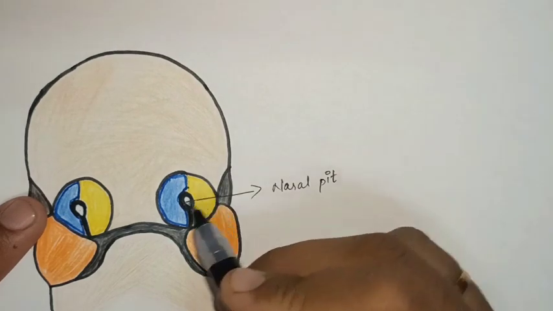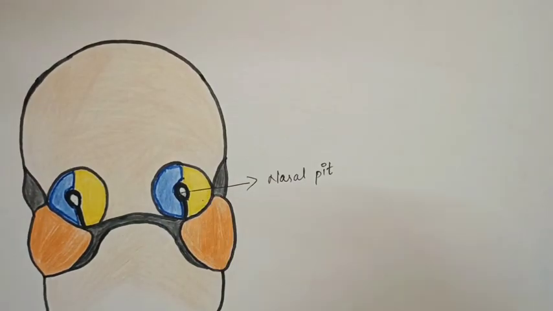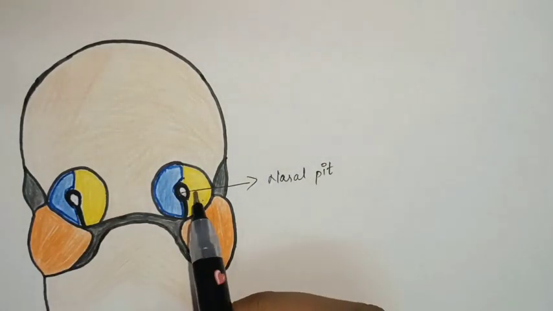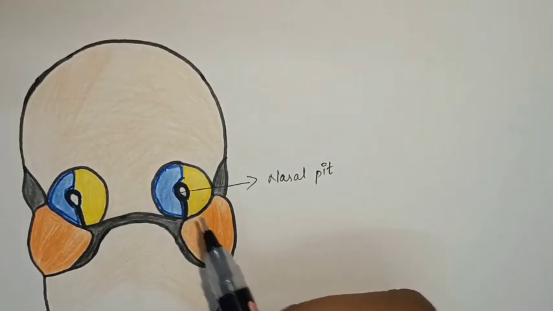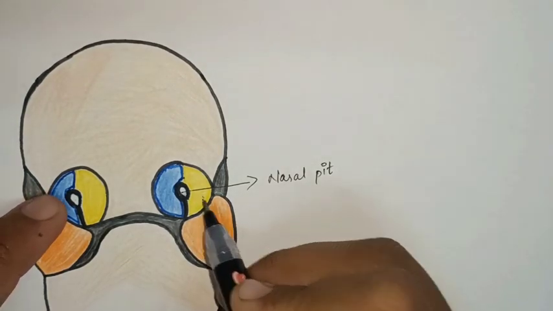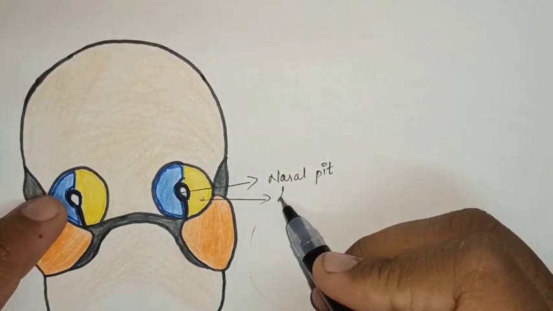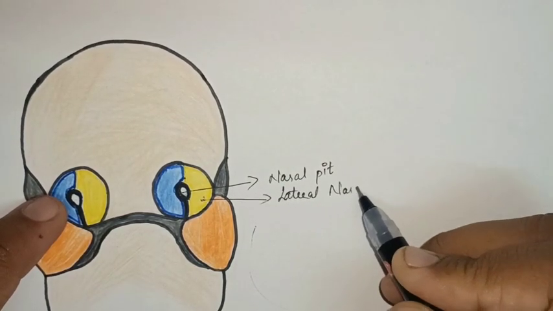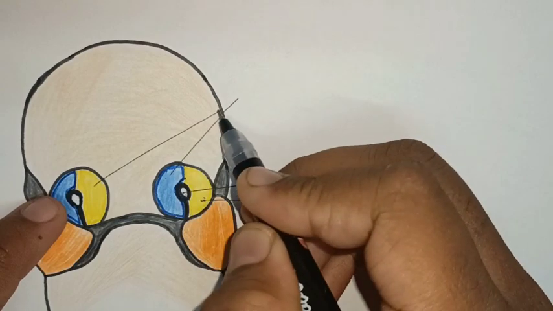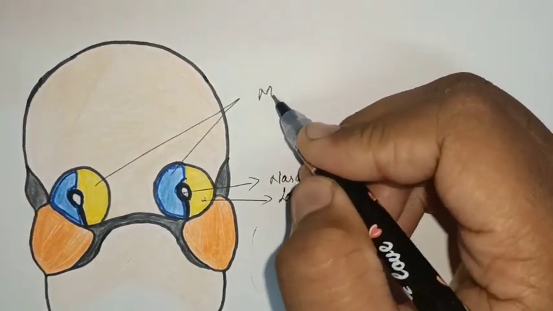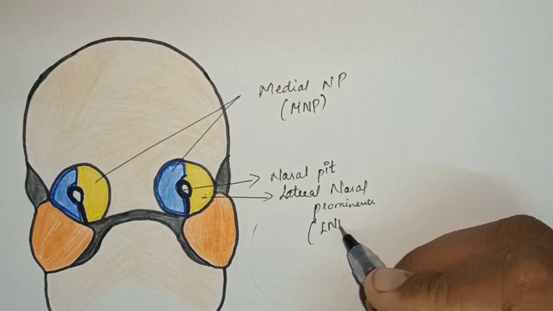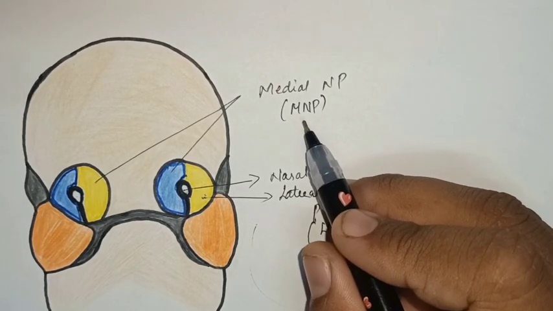The thickened tissue, that is the ridge of tissue that is lateral or away from the midline, is your lateral nasal prominence, and the ridge of tissue that is medial, close to each other, facing medial, is your medial nasal prominence. See, this is your lateral nasal prominence or lateral nasal process. And this is your medial nasal prominence. I am marking it as MNP. Okay. Lateral nasal prominence is LNP.